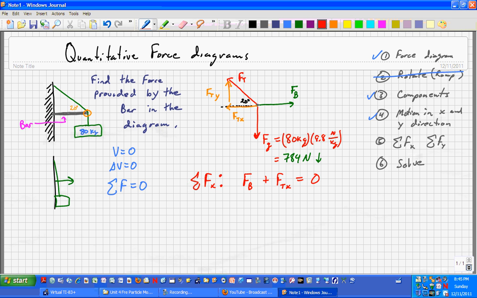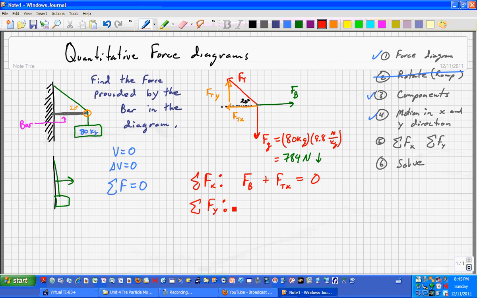And at this point, I don't know that I can figure either of these out at the moment. I don't know the force of the bar. I don't know the force of tension in the x direction because I don't know the tension force yet. So let's take a look at the sum of the forces in the y direction and see if that can shed any light on this.